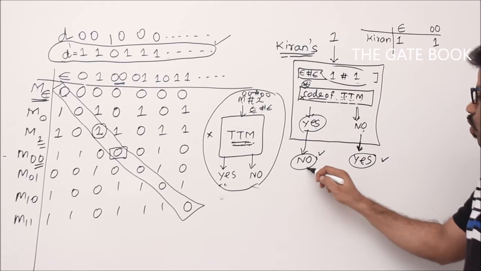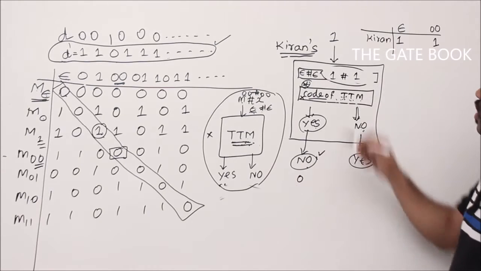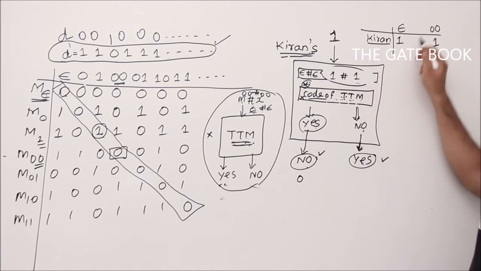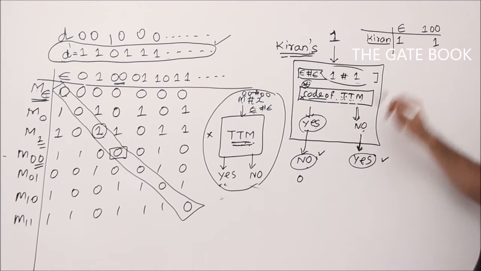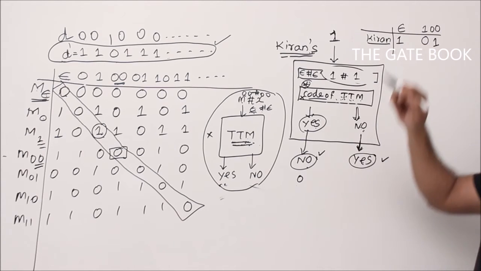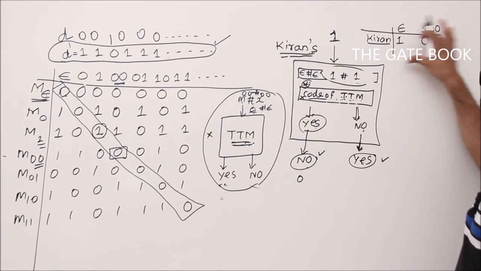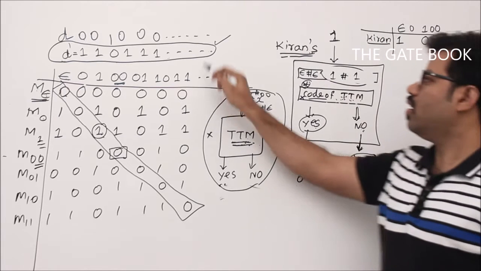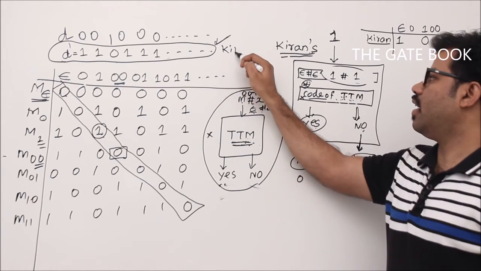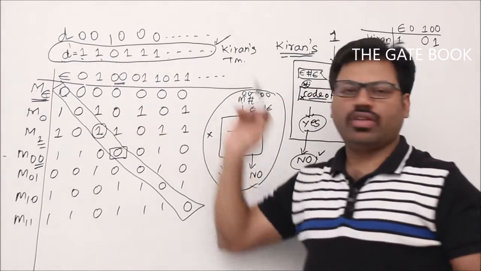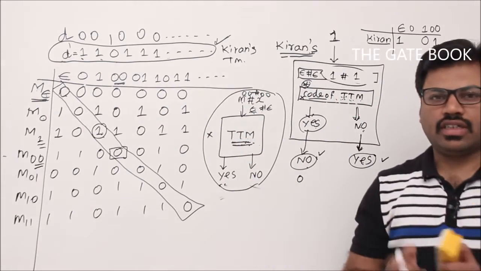So now finally no. No means 0. That means on input 1, Kiran's Turing machine, what is the result? No, 0. So in that way, finally, Kiran's Turing machine's results on each and every input is nothing but this one. Okay, finally I can say this is Kiran's Turing machine's result on each and every input. Remember it. Okay, that's it.